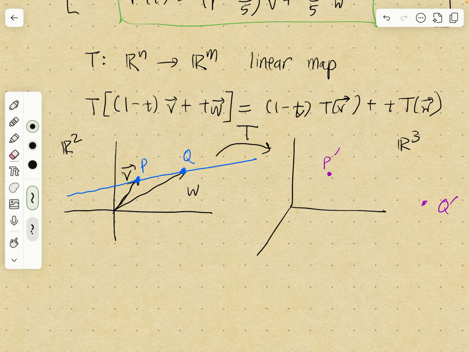Actually, let me write the Q prime maybe here. Okay. So what does that give me? My V is my vector from O to P. So here's the origin in R3. This O is the origin in R3, the purple O. So V is the vector OP, and W is the vector OQ.